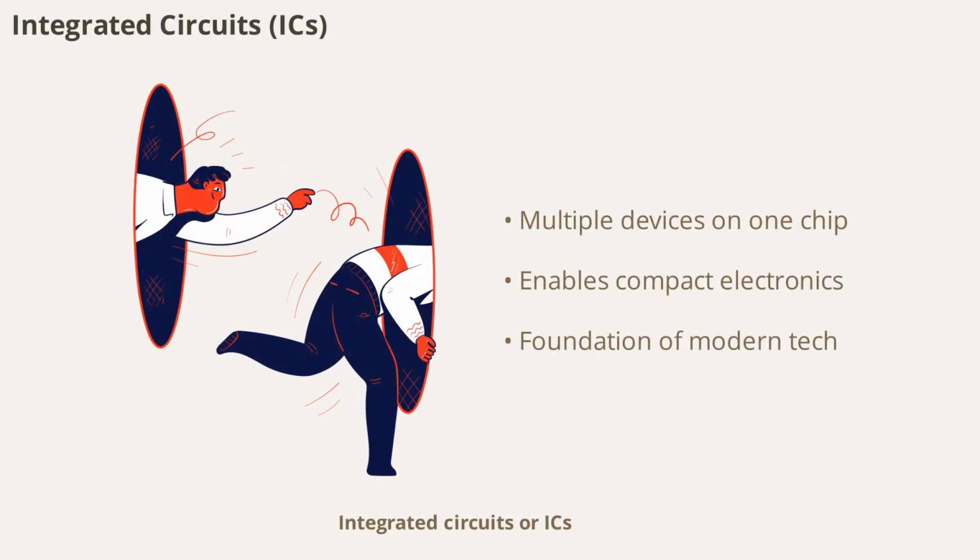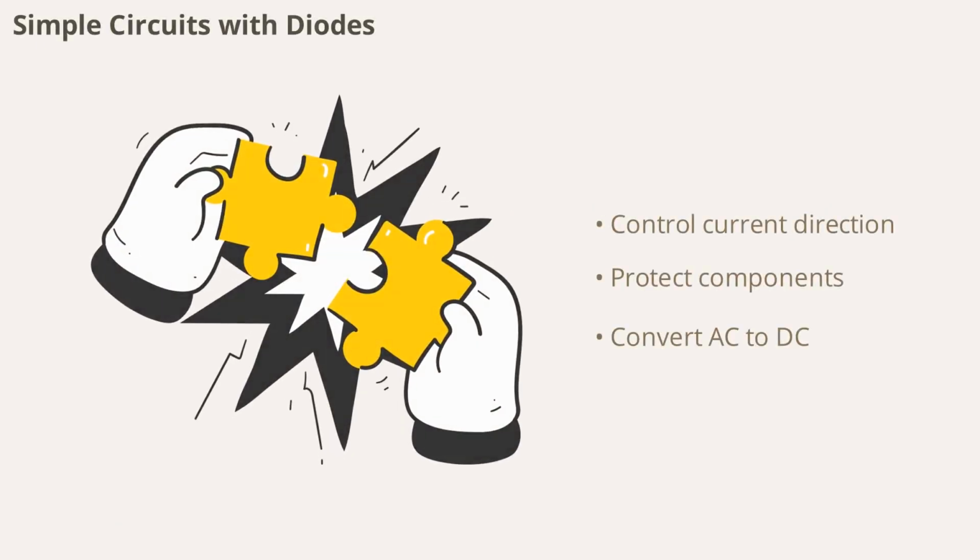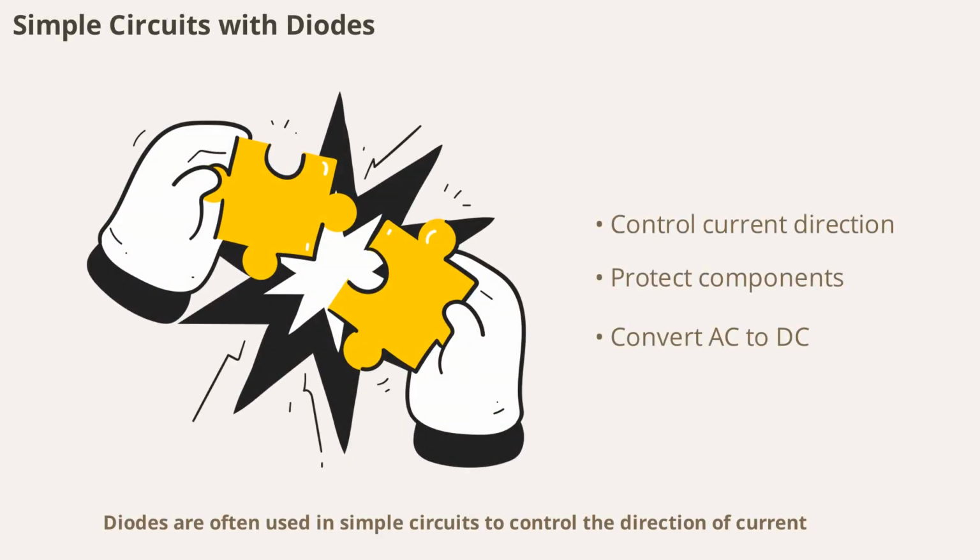Integrated circuits, or ICs, are assemblies of multiple semiconductor devices on a single chip. They contain millions of transistors, diodes, and resistors, all working together to perform complex functions. ICs have made it possible to create powerful computers, smartphones, and countless other electronic devices that fit in the palm of your hand.